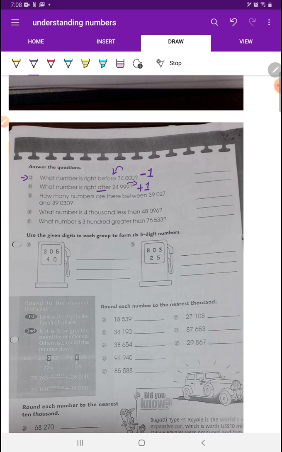Just like that. Okay? This question here, how many numbers are there between? Don't count this number and this number. Only count the ones that are in between them. Okay? What number is 4 thousands less? Well, this is the thousands place. So what number is 4 thousands less than that? What number is 3 hundreds greater? This is the hundreds. What number is 3 hundreds greater?